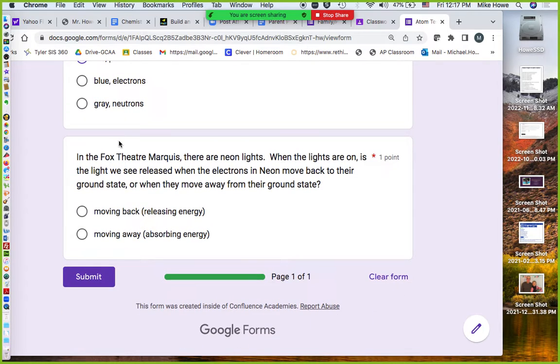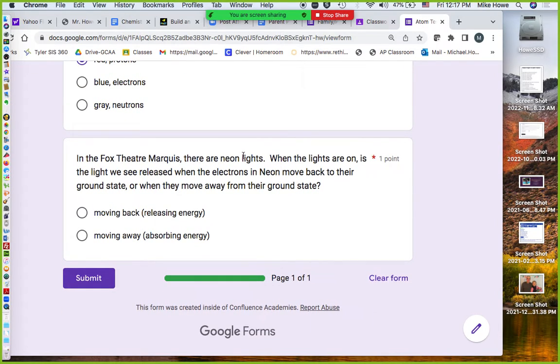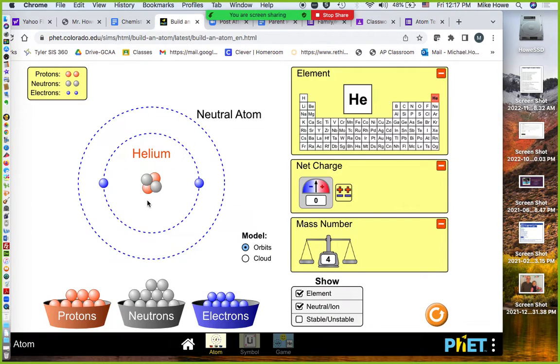Now down here, this question about the Fox Theater, when the lights are on, is the light we see released when the electrons in neon move back to their ground state or when they move away from their ground state? So when do we see the light? So this is an example. So I can take the electron here, put it out here, it gains energy. In the case of a neon light, this is helium, but I could also do the same thing with neon. In the case of a neon light, we put energy in by electricity, and the electron moves away from the nucleus, but then it falls back down.